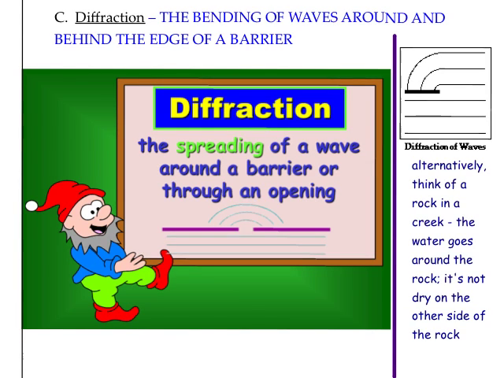Next, we have diffraction, and notice that these words are going to be really similar to each other, so it's going to be important that you pay attention to detail. We have reflection, refraction, and now diffraction. Diffraction is the bending of waves around and behind the edge of a barrier. So you want to think about a solid object that's actually in the way of our waves, and those waves have to bend around and behind that object.